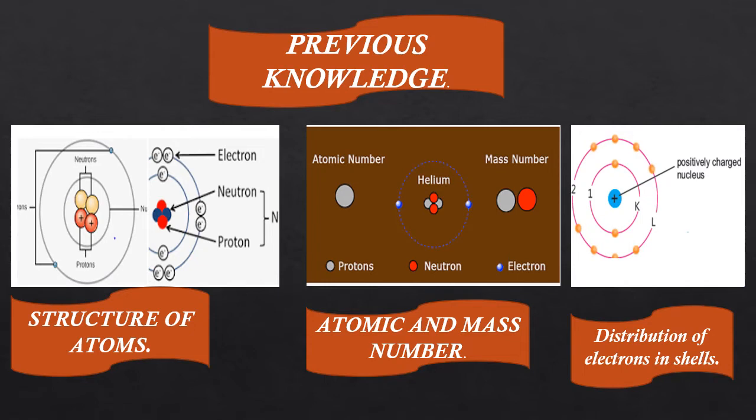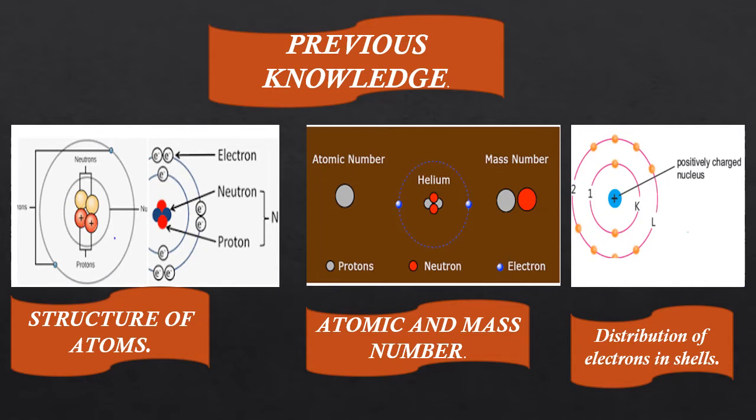Mass number. Mass number is the number of protons and the number of neutrons present in the nucleus of an element. It means the sum of protons and neutrons. For example, carbon has 6 protons and 6 neutrons in its nucleus. It means its mass number is 12. In a similar way, hydrogen has 1 proton and no neutron in its nucleus. It means its mass number is 1.